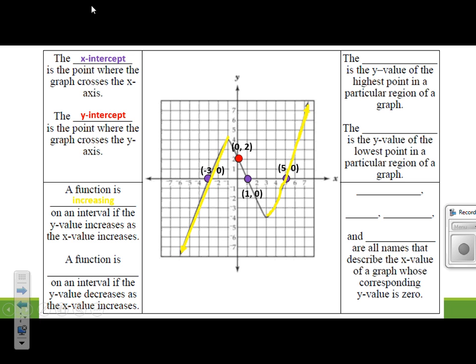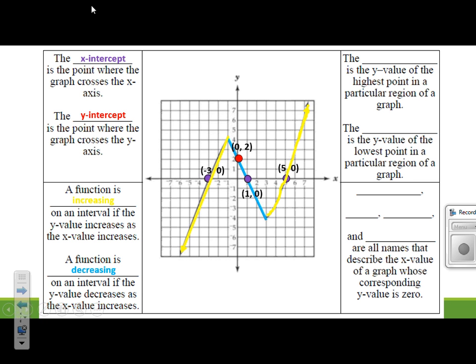The function is decreasing on the interval if the y value is decreasing as the x value is increasing. So the decreasing, you can see, is going to be what's left over. That's what's going to be in the blue. So that's going to be the decreasing part of the graph.